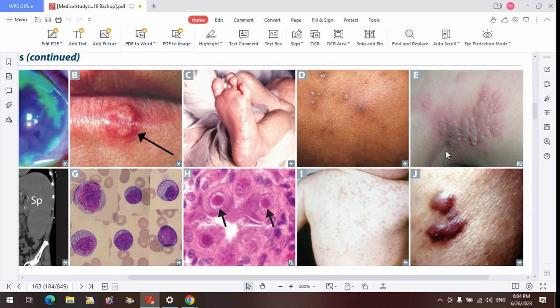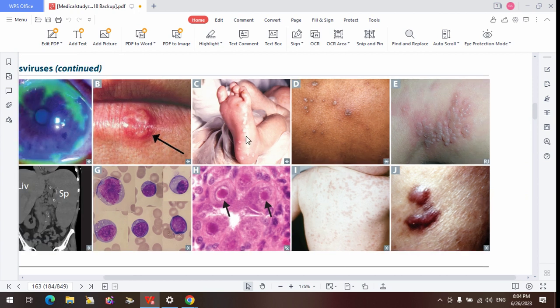Okay, so what is this image E? Anybody? Shingles. Yes, this is shingles. You can see that it's very close to the armpit, in a dermatomal area. Image C should be the neonatal congenital herpes.